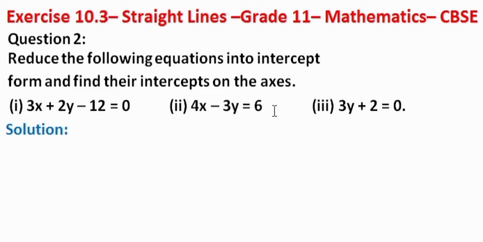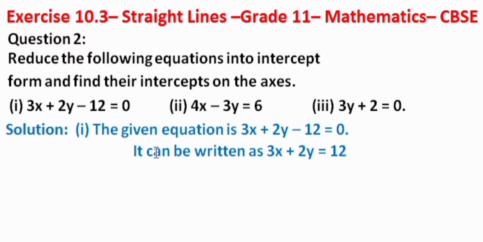Second one: 4x minus 3y equal to 0. The third one: 3x plus 2 is equal to 0. Let us solve the first question. Solution. The first question says 3x plus 2y minus 12 equal to 0. So it can be written as 3x plus 2y, transposing 12 to the other side, equal to 12.